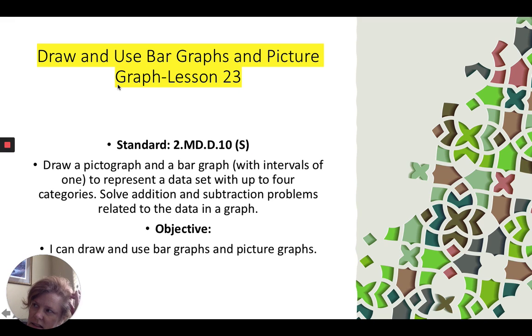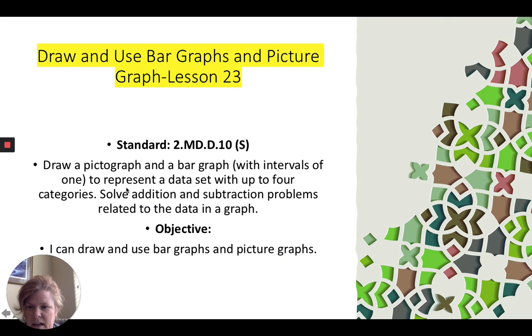This lesson is about bar graphs and picture graphs, and we have done this in the past, so you guys should be very familiar with this. Our standard today, remember, our standard is what we have to accomplish by the end of the year, which is, we're almost there. Just can't believe that we're almost there.